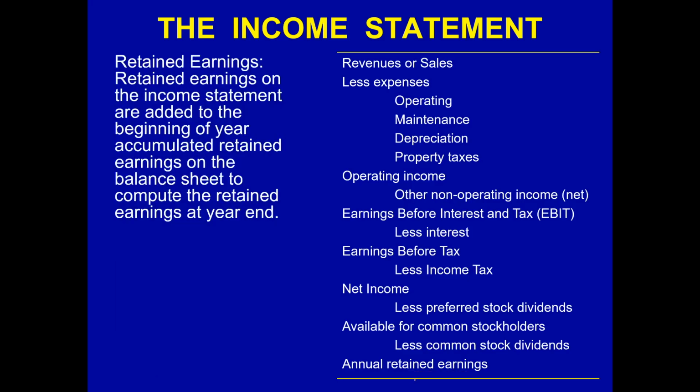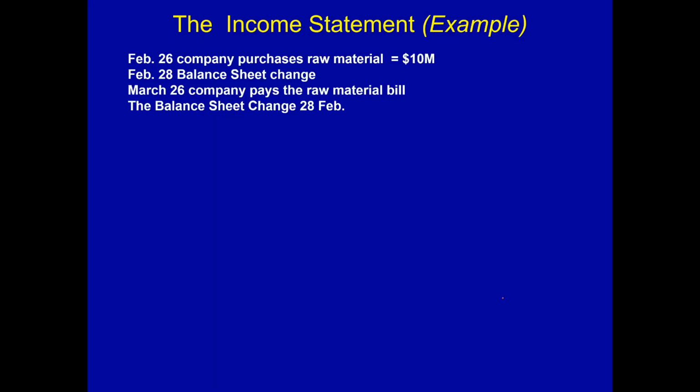Retained earnings on the income statement are added to the beginning of year accumulated retained earnings on the balance sheet to compute the retained earnings at year end. Remember that the link between the balance sheet and income statement is the retained earnings. Let's see an example. The income statement example.